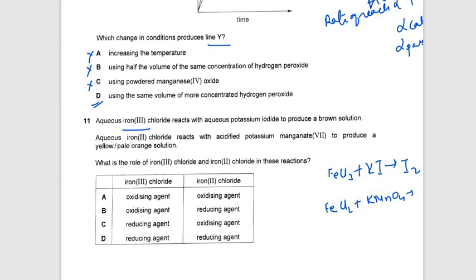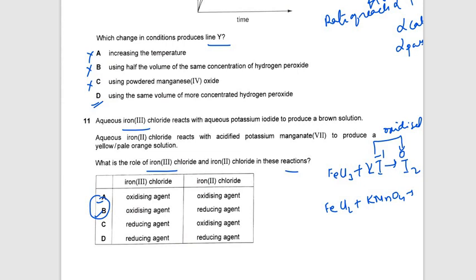Now what is the requirement? What is the role of Fe3+ in this? As you can see here, in FeCl3 with iodide, the iodide is -1 and it goes to 0. So what is happening here? It is oxidized. And who has helped it to oxidize? FeCl3. So FeCl3 should be an oxidizing agent because it is helping something to oxidize. It means option B or A.